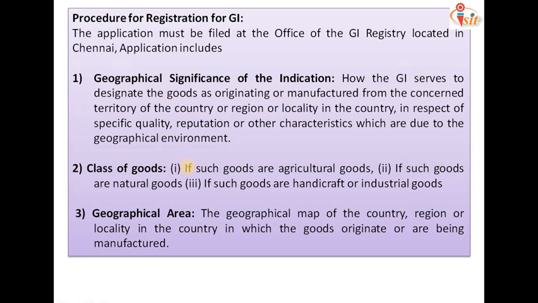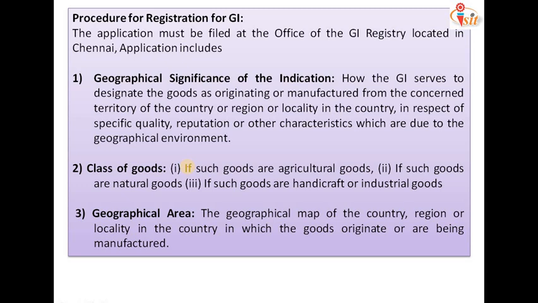Then the procedure for the registration of geographical indication. See here, the geographical indication is the protection of a particular product for the particular locality. It is not given to a particular person here. Okay, so the application must be filed at the office of the GI registry located in Chennai. That office is located at Chennai.